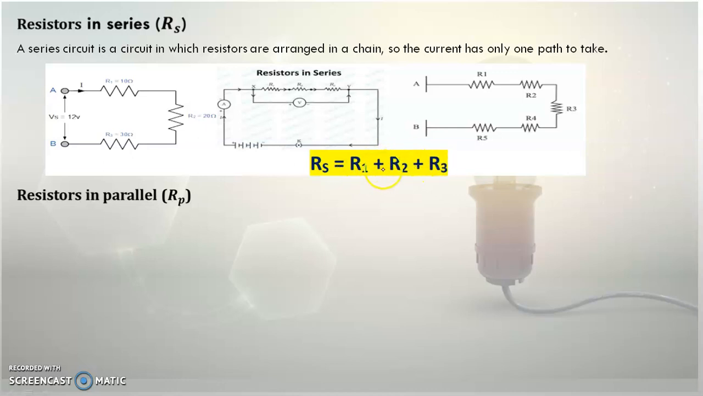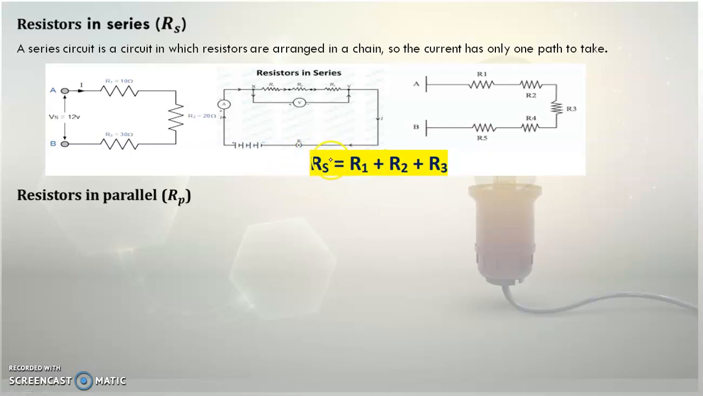So if you add these resistors in series, the resistances, take for example here R1 is 10, R2 is 20 and R3 is 30, as given in the first diagram. To find the total resistance, 10 plus 20 plus 30 gives you 60 ohms, which is the total resistance when resistors are connected in series.